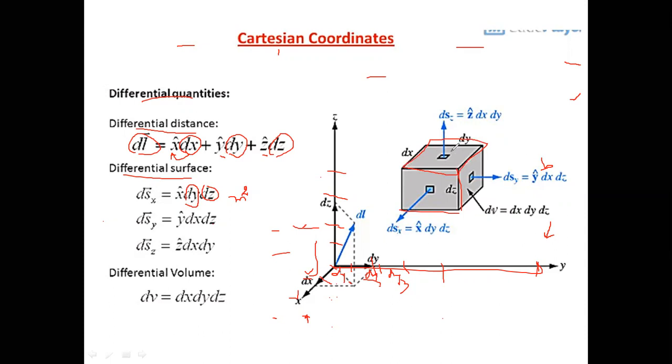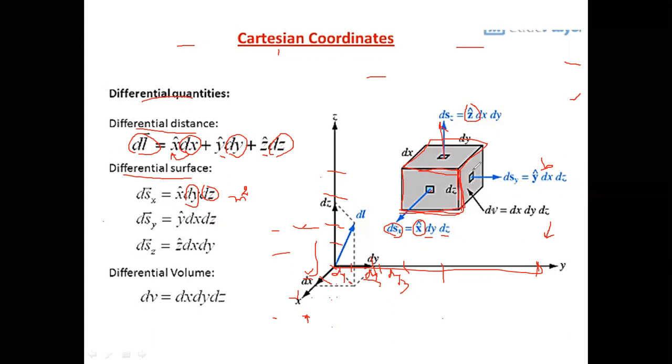Okay, so the direction of the surface will be always perpendicular to the surface. So this is dz, because this is in upward direction. Now this is dsx surface, because this surface is perpendicular to x. So dsx is in the direction of x, but it is made of the length for this surface will be dy and dz, dz and dy. This is dy, this is dy, and this is dz.